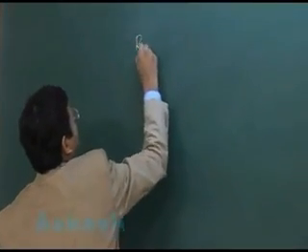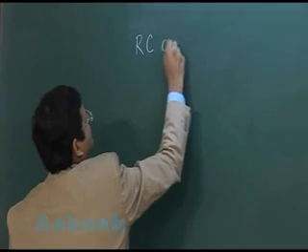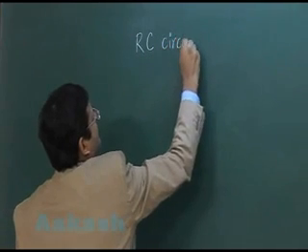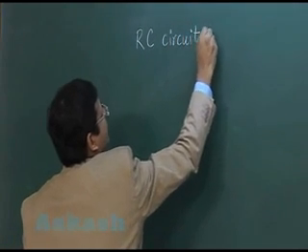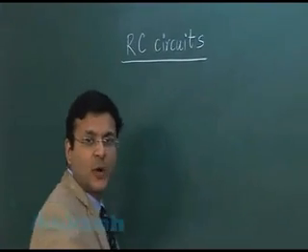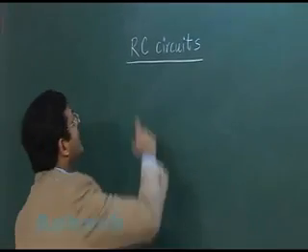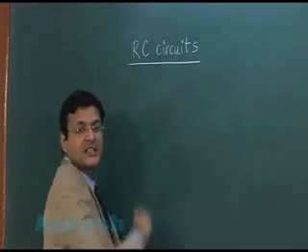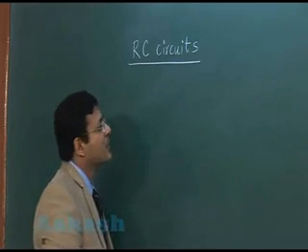Now let us discuss those circuits in which resistor and capacitor, both of them are included. That is popularly called RC circuit. R stands for resistor and C stands for capacitor.